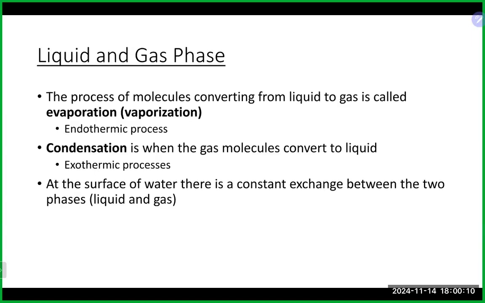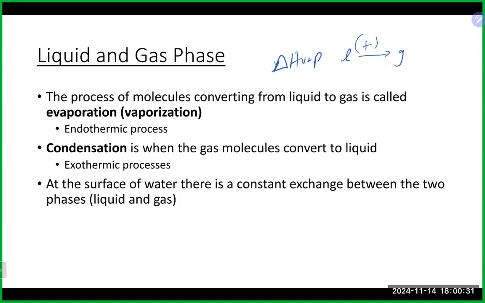Now, the process of going from liquid to gas, as we talked about, is evaporation or vaporization. That is an endothermic process. You do have to put energy in to do that. So as we talked about a second ago, if we did our delta H of vaporization going in this direction, it would be a positive value that you would use.